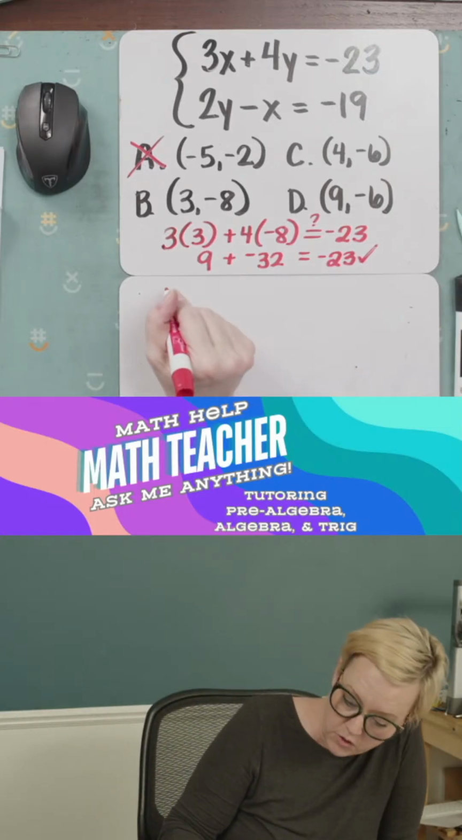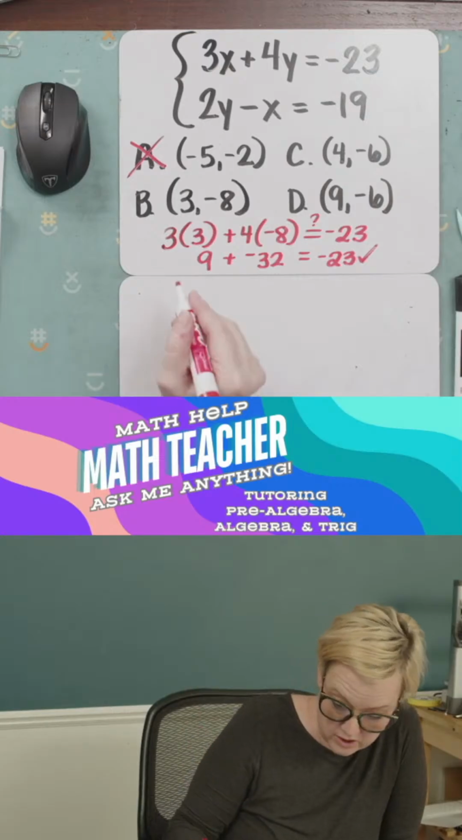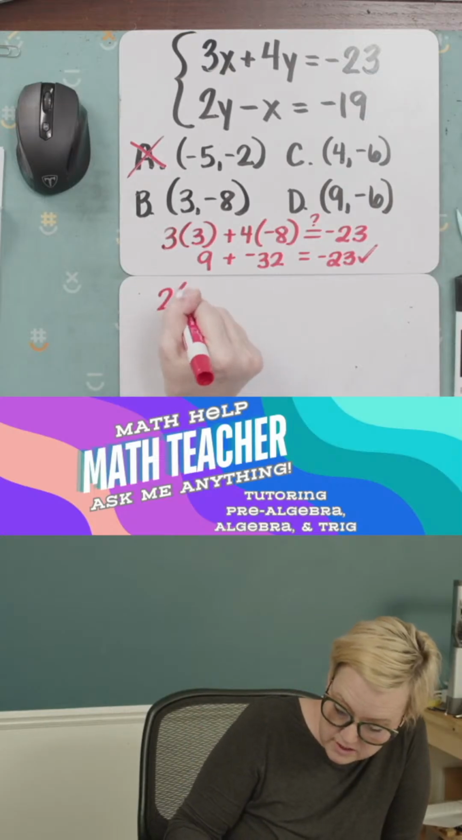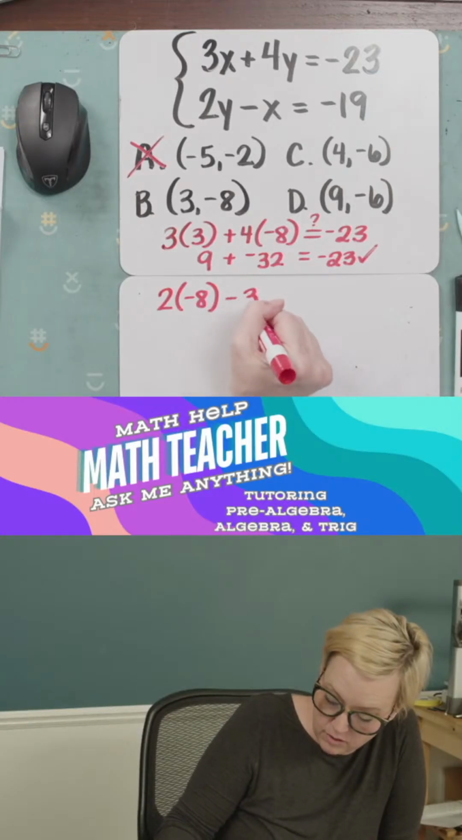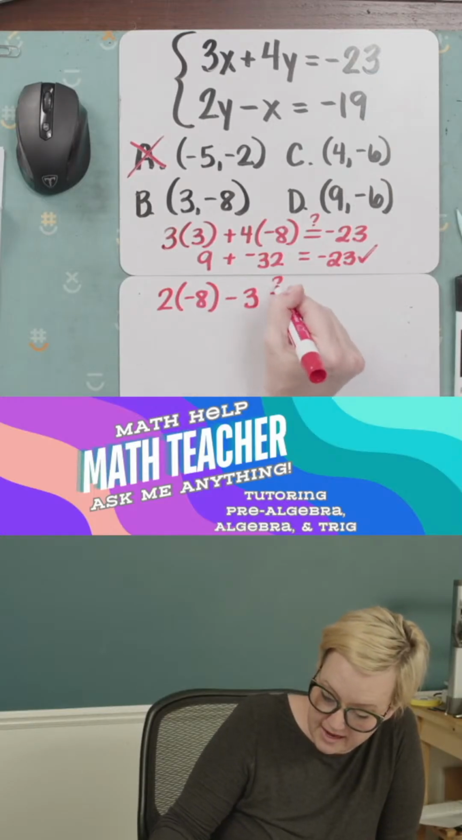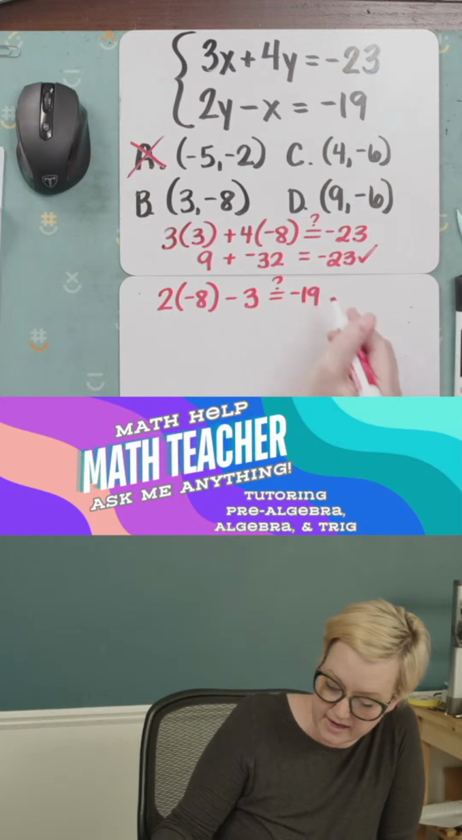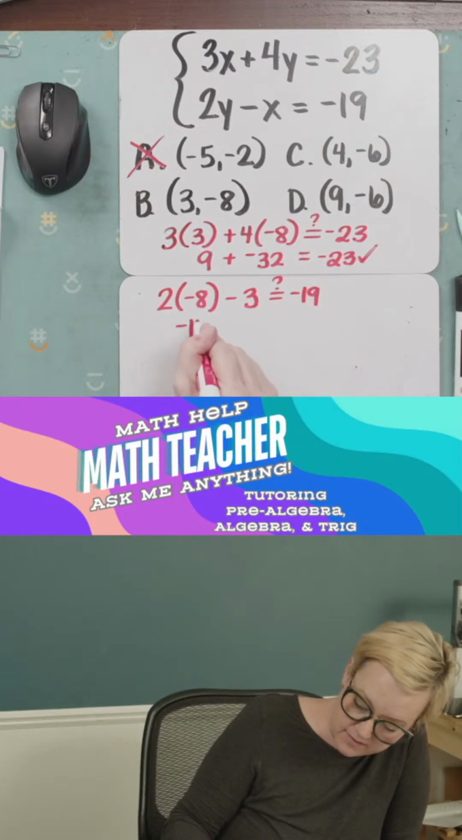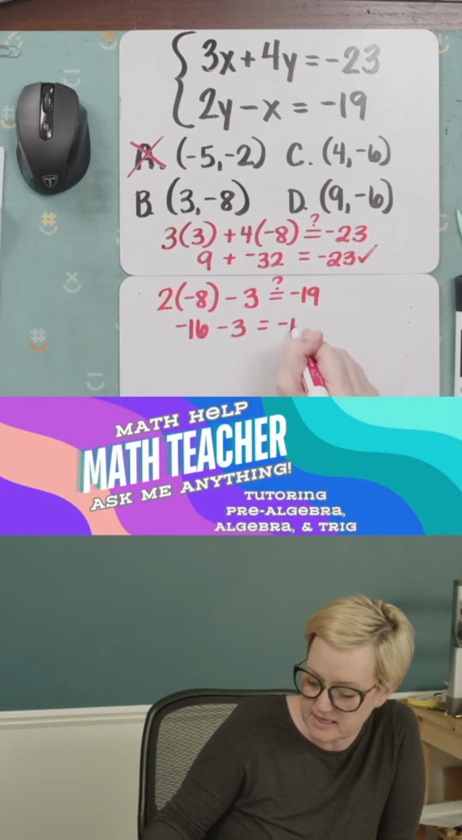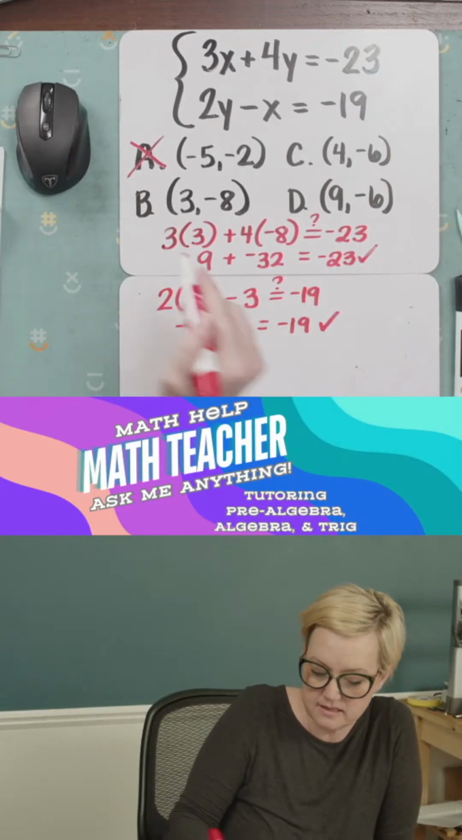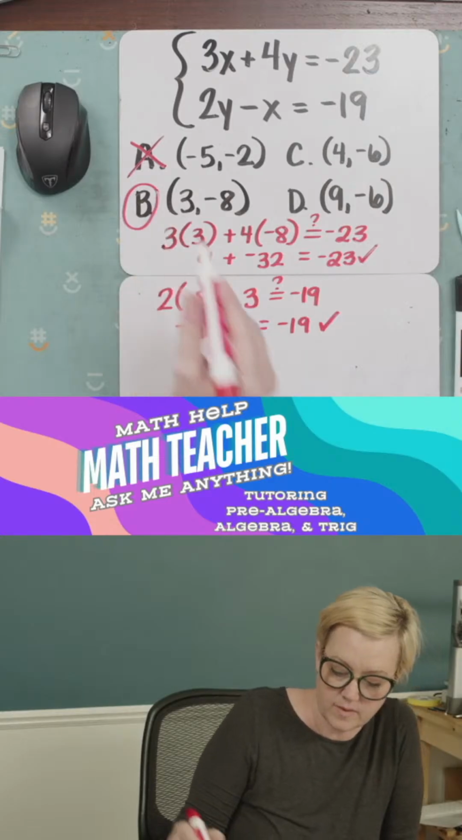All right, so now let's check to make sure that it fits with the other one also. Remember, switch the y and the x. So 2 times negative 8 minus 3, and we're saying, does that equal negative 19? So let's see, negative 16 minus 3 equals negative 19. Yes, it does. So my solution is B.